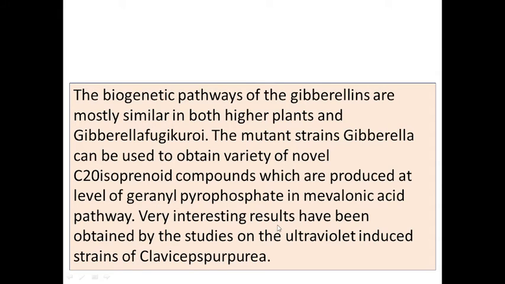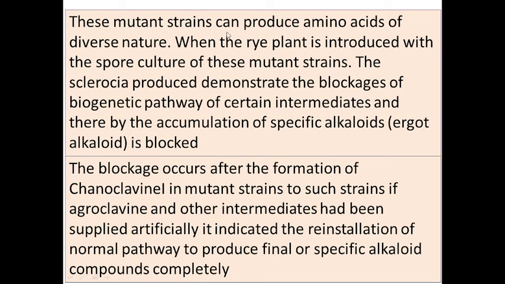Very interesting results have been obtained by studies on ultraviolet induced strains of Claviceps purpurea. It is the ergot fungus Claviceps purpurea, and studies are performed on it. Interesting results are obtained on ultraviolet induced strains. So that fungus is exposed to ultraviolet radiation and it produces a mutant strain. The mutant strain can produce amino acids of diverse nature.